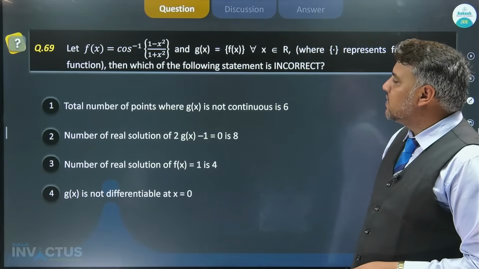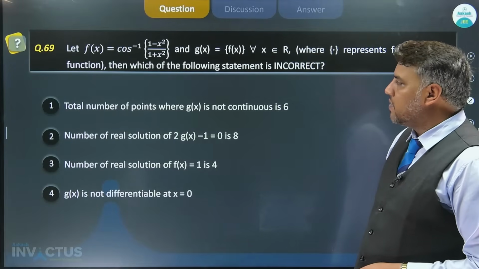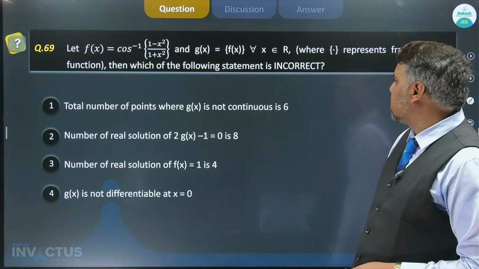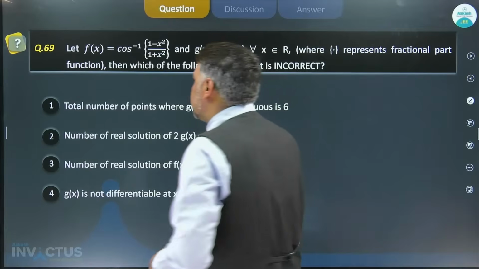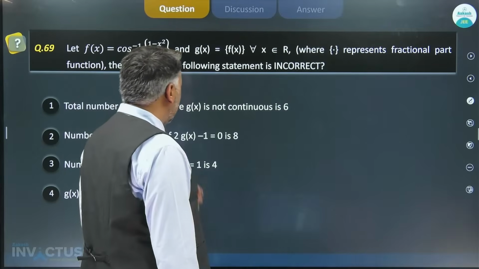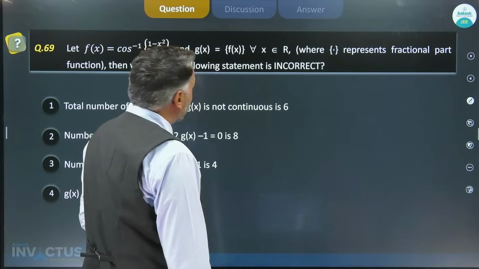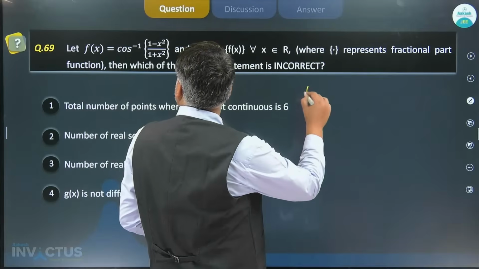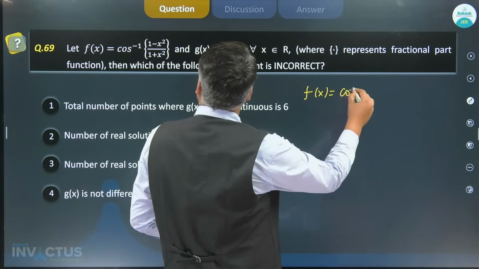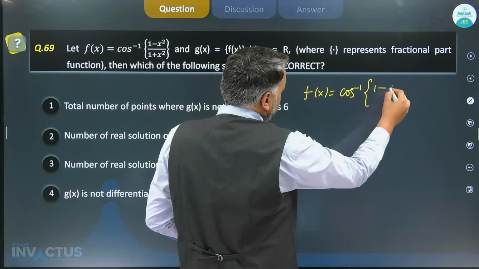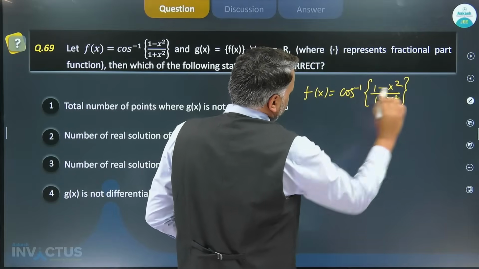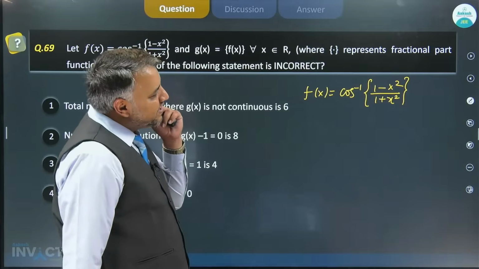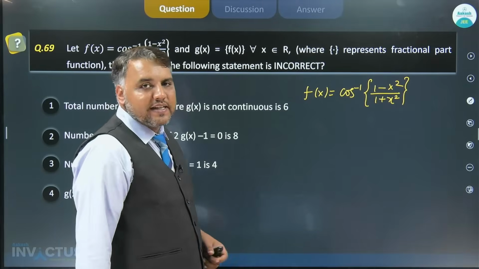Okay, f of x is cos inverse of the fractional part of (1 minus x square) upon (1 plus x square), and g of x is the fractional part of f of x. So using the graph we can directly comment on all the 4 options. So cos inverse f of x is equal to cos inverse of the fractional part of 1 minus x square divided by 1 plus x square. Now you can calculate the range of 1 minus x square by 1 plus x square also.